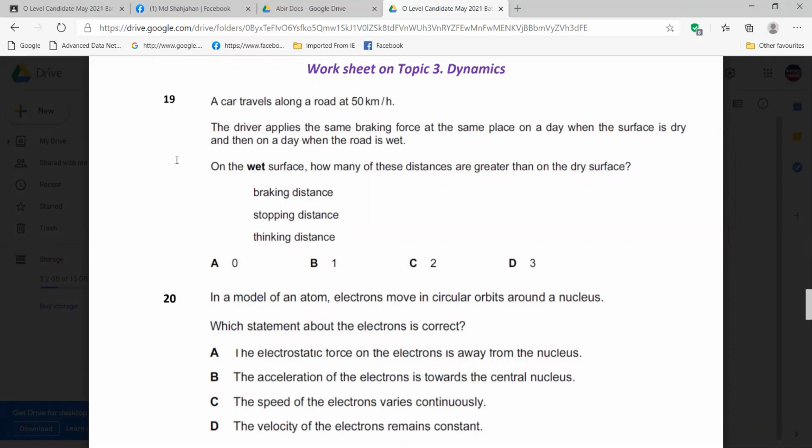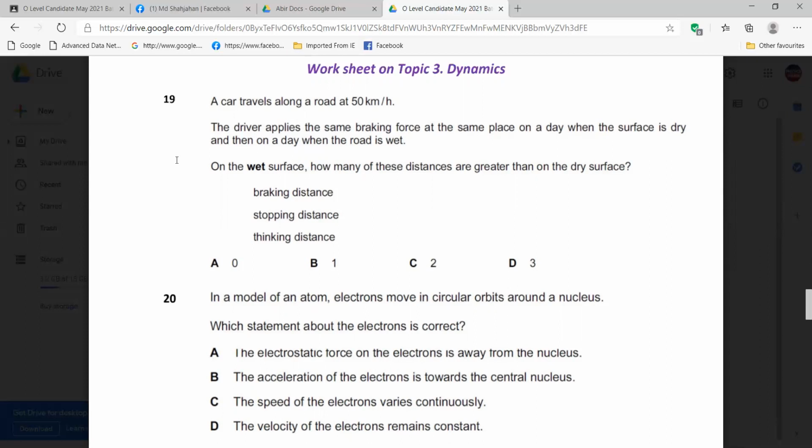A car travels along a road at 50 km per hour. The driver applies the same braking force on a day when the surface is dry and then on a day when the road is wet. On the wet surface, how many of these distances are greater than on the dry surface? Your wet surface, right? Yes. If it is a wet surface, do we have any change in thinking distance?